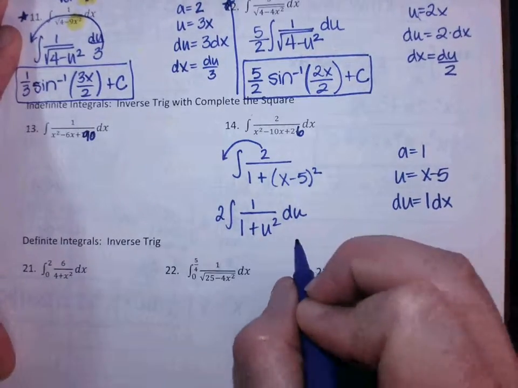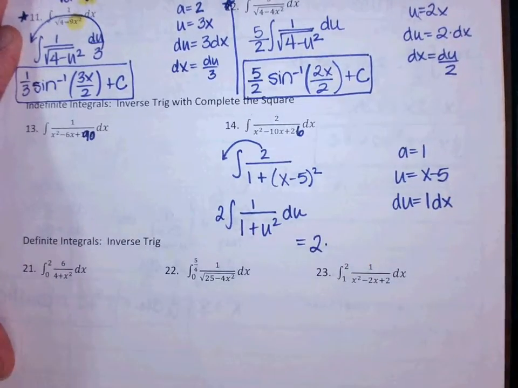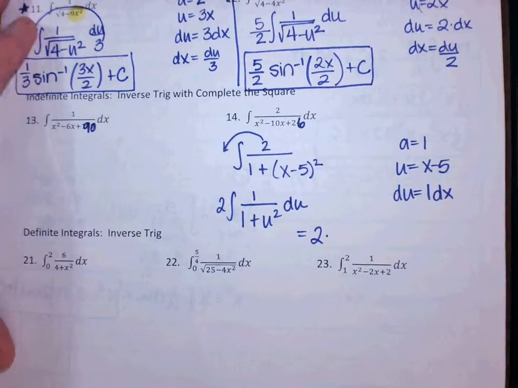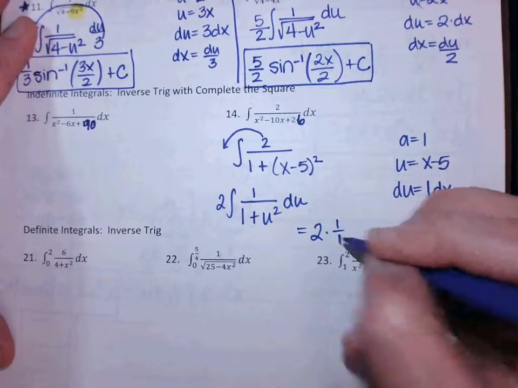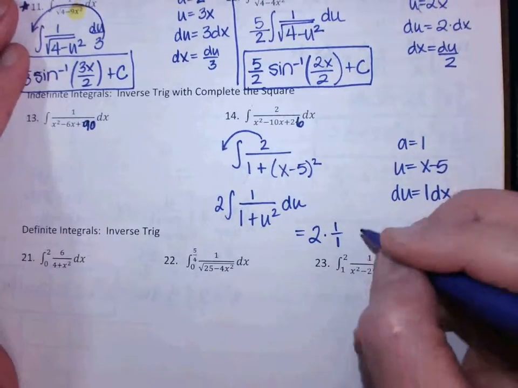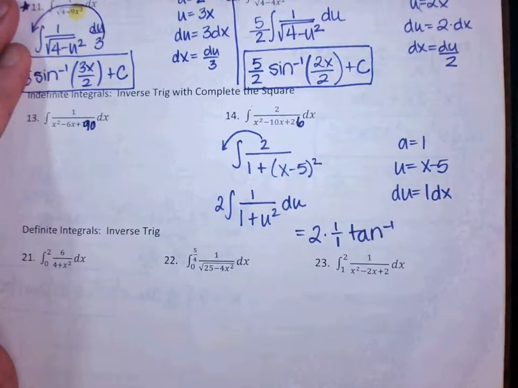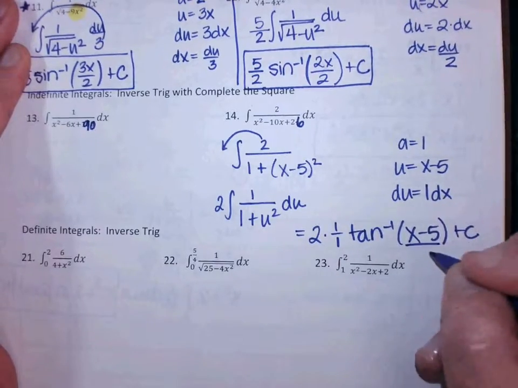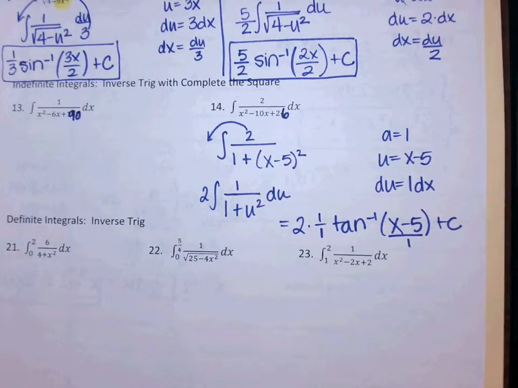2 is going to stay in the front. Now, what is my 1 over a here? 1 over 1. So you can put it, you cannot put it, doesn't really matter. I'm going to put it just so you don't forget it. Okay, and then inverse tan u over a would be x minus 5 over 1. You don't have to put it, but you can if you want to, plus C. Okay?